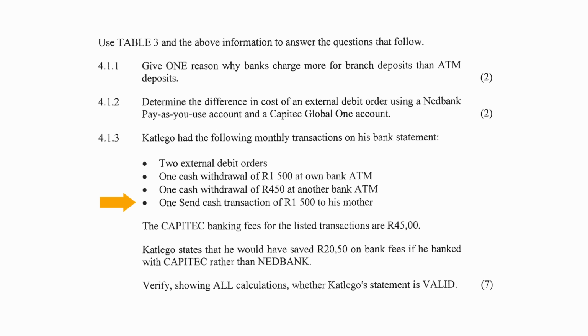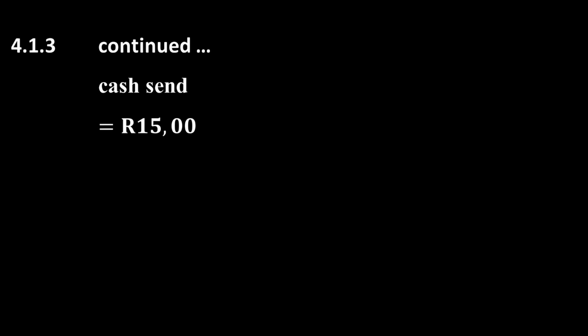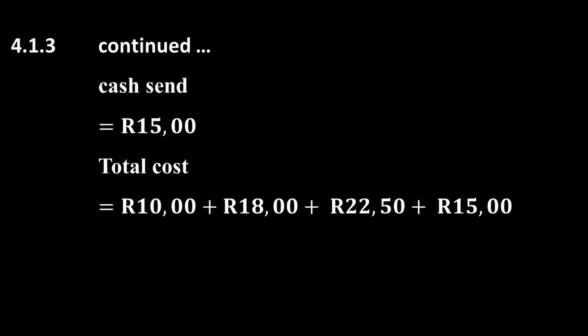Next, for the 1 send cash transaction of 1,500 Rand, the fee that we will be using is the send cash option from 1,001 Rand to 5,000 Rand. The fee for this transaction will be 15 Rand. Now the total cost of all these transactions will be the sum of the cost of these transactions, which equals 65 Rand 50 cents.